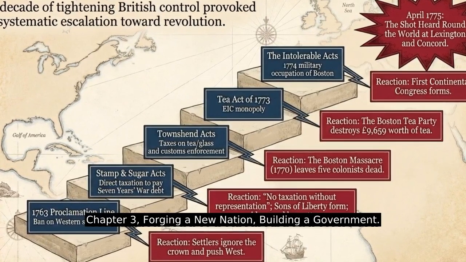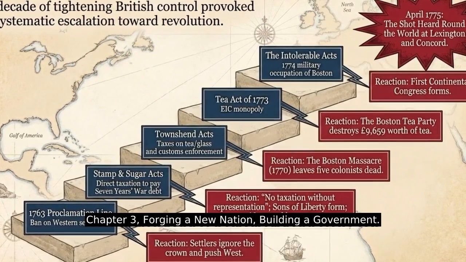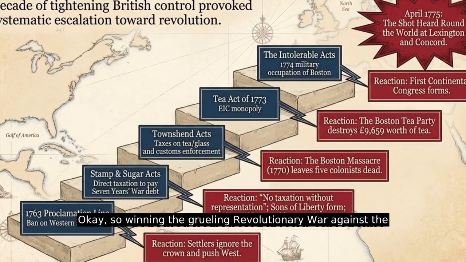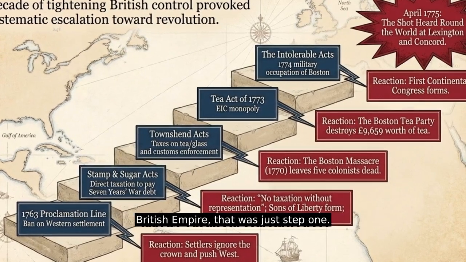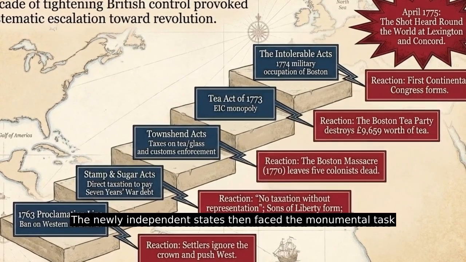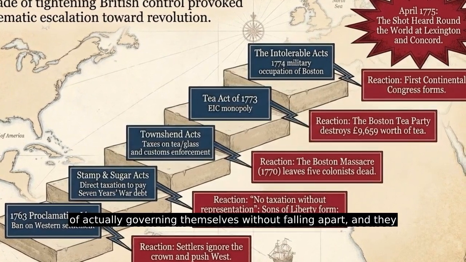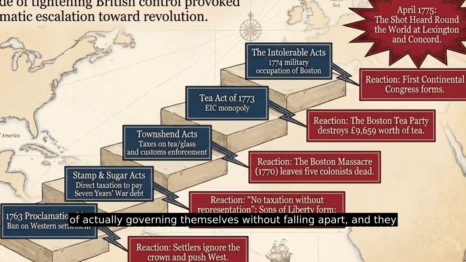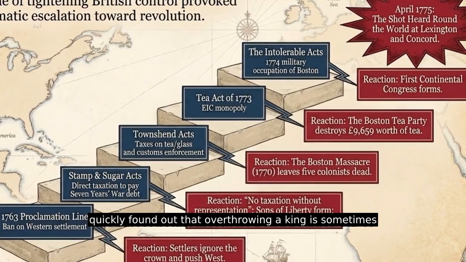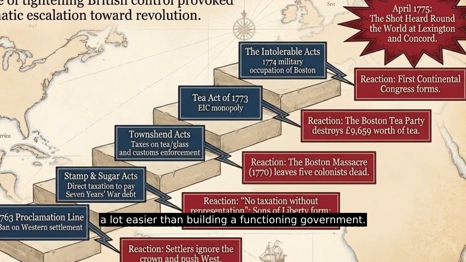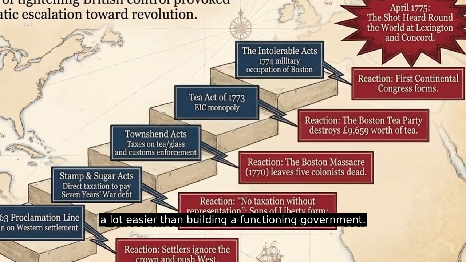Chapter 3. Forging a New Nation, Building a Government. Okay, so winning the grueling Revolutionary War against the British Empire, that was just step 1. The newly independent states then faced the monumental task of actually governing themselves without falling apart, and they quickly found out that overthrowing a king is sometimes a lot easier than building a functioning government.